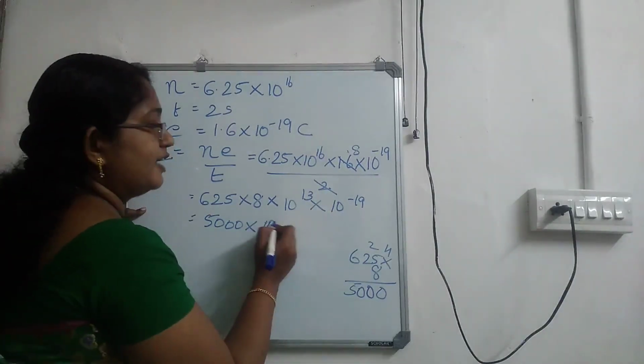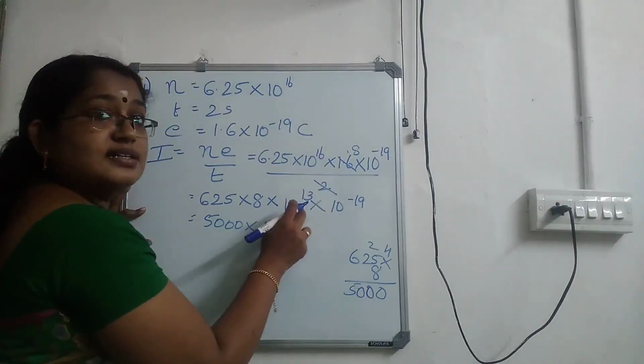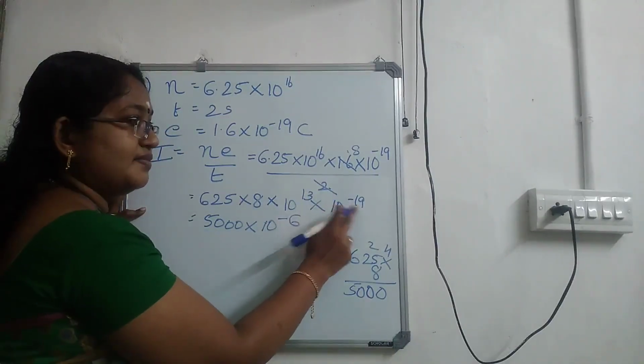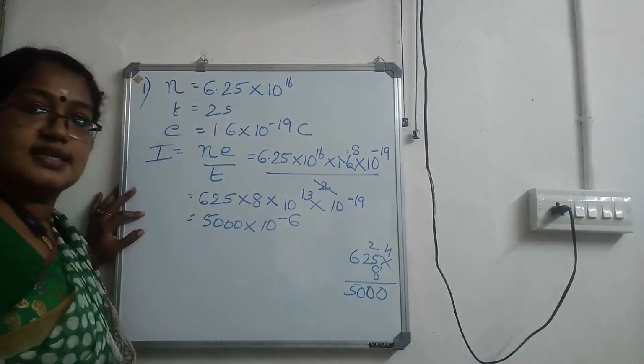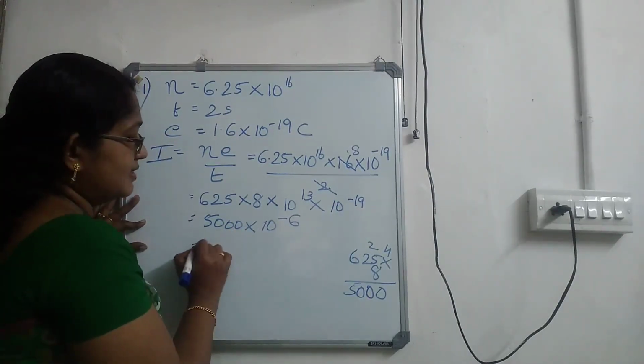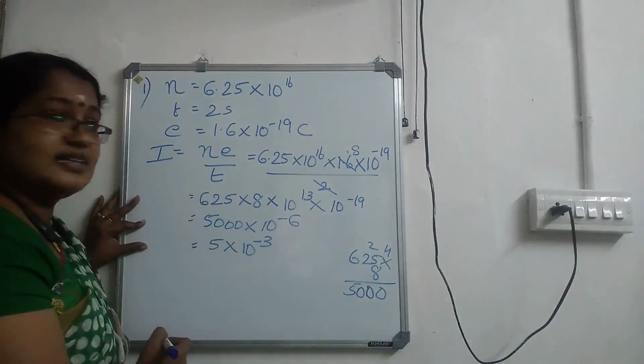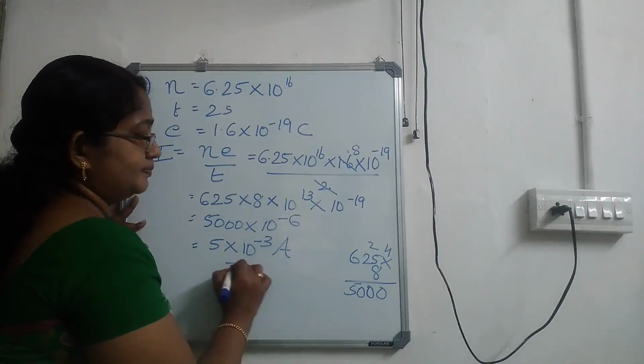So, this will be 10 raised to how much? Minus 6. 19 minus 13 is 6. Since minus is having the greater value, minus 6. Here, 3 zeros are there. It is 10 raised to minus 6. So, what can you write? 5 into 10 raised to minus 3 ampere.